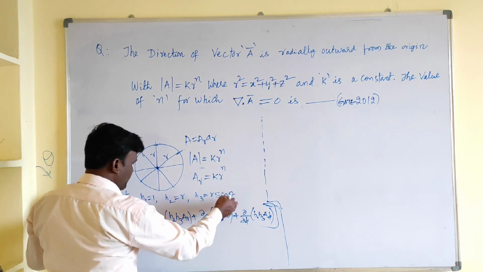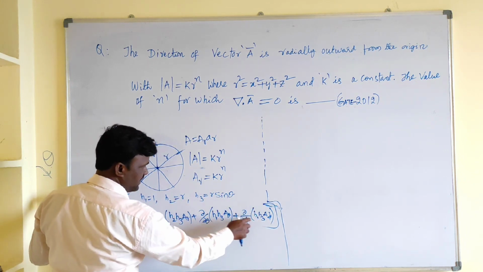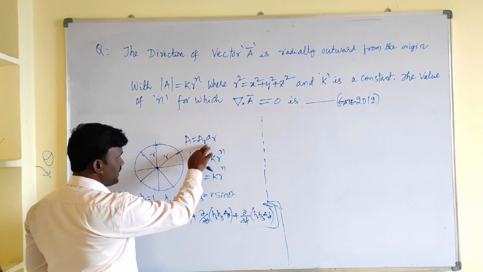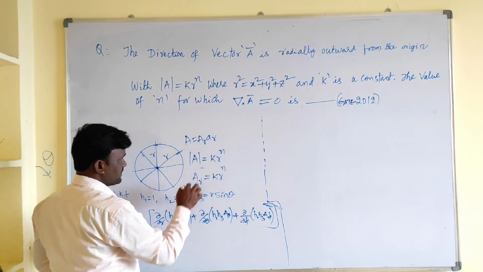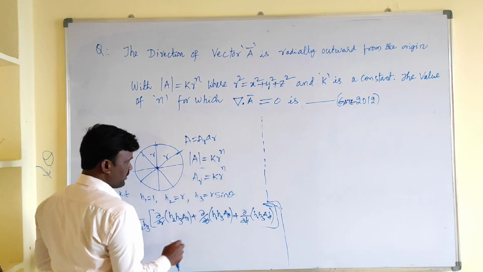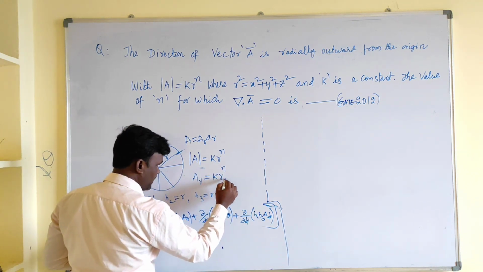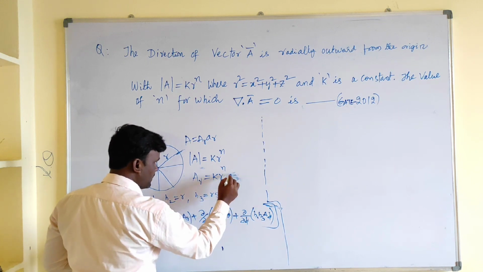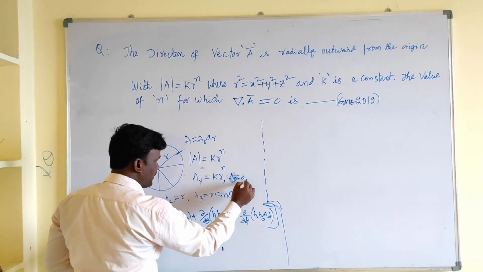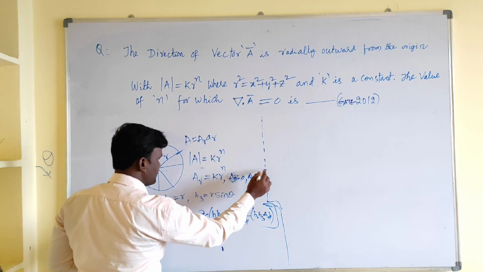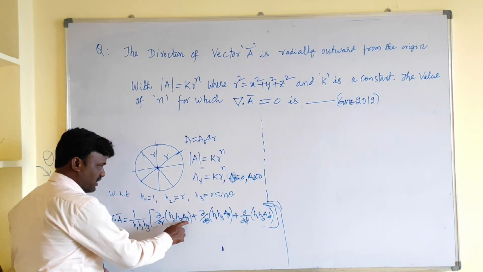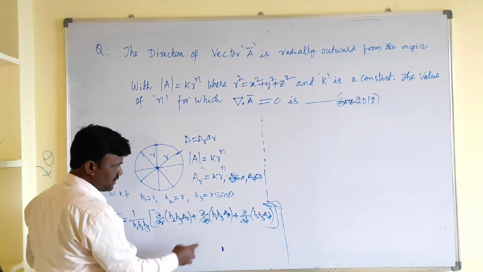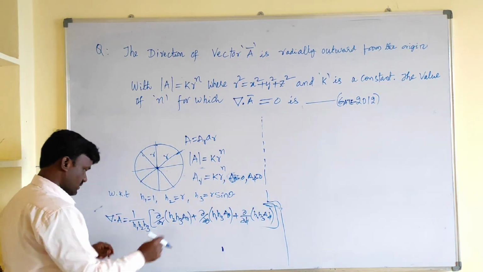Of course, there is no need to go for the A theta and A phi terms, since here A equals A_r, that means A_r is k into r to the power n, and A theta is 0 and A phi is also 0 for this case. We require only up to this part for this question. Of course, if you have theta and phi components, we need to take the entire formula.